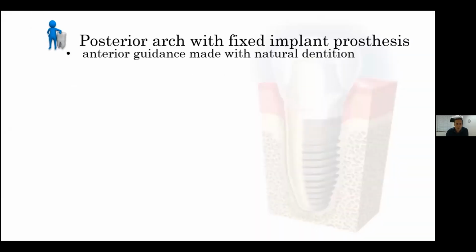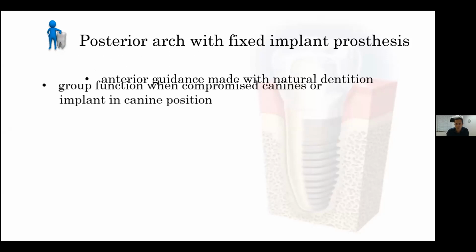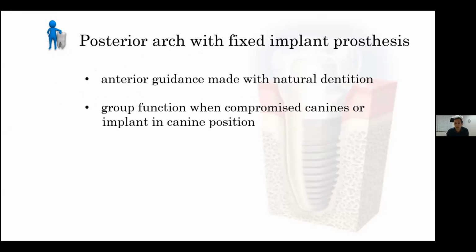The next thing we look at is placing implants into the posterior arch. So now we're putting implants in the back areas. What's important here is that the anterior guidance must use the natural dentition, and we must use the natural dentition during lateral excursive movements if we've got healthy canines.